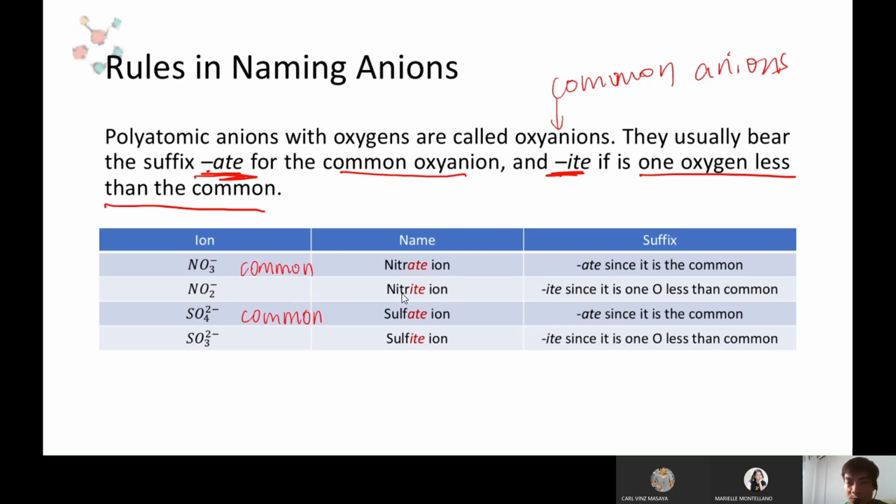Instead of using ate, we use ite. So, NO2 is nitrite. NO3 is nitrate.